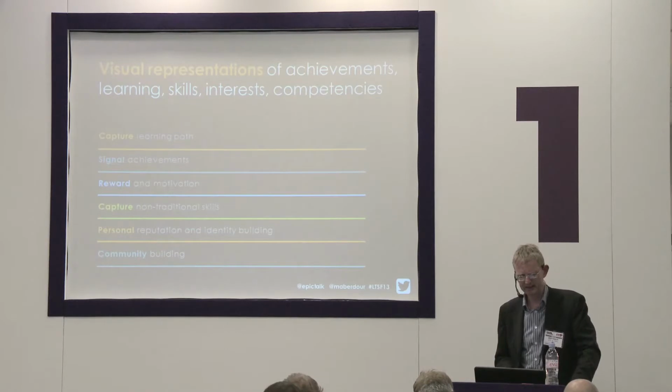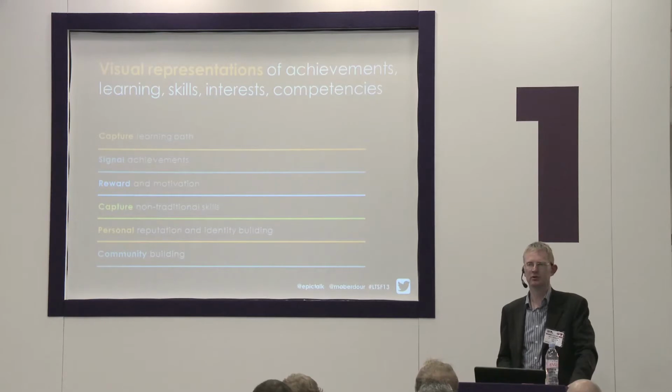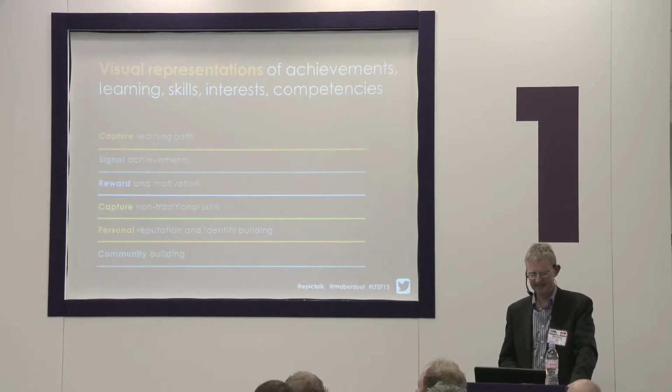So if we look at Open Badges next, really the high level principle behind Open Badges is that they allow us to create a visual representation of learner achievements or skills or competencies or whatever. And you can split them into these 6 areas where they're used really. So they're about capturing the learning path.